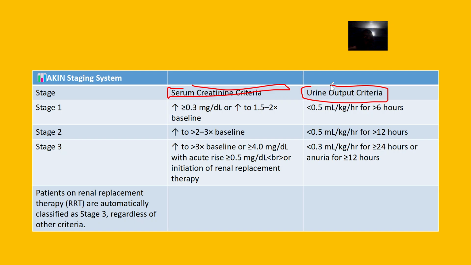For the serum creatinine criteria, you are basically trying to look at that waste product that the kidneys were supposed to put out. Then for urine output, you're trying to look at how much urine the kidneys are able to produce. Let's start with serum creatinine.